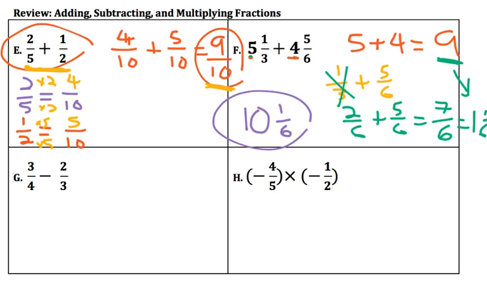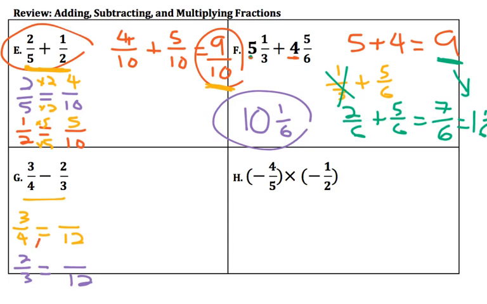All right, 3/4 minus 2/3. Again, with this one, the denominators aren't the same, so we need to make them the same. The least common multiple of 4 and 3 is 12. So I'm going to convert both fractions into 12ths.